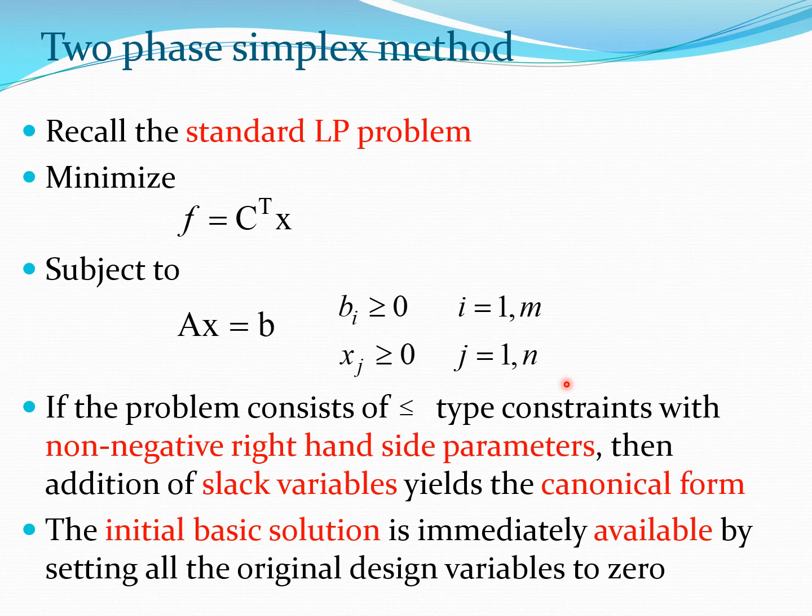There are m of these equations, so there are m number of b coefficients, and the design variable vector x_j has size n. Now, if the problem has just less than or equal to type of constraints with non-negative right-hand side parameters, then if you simply add slack variables to the problem, you get the canonical form. So in these situations, the basic solution that you need to start the simplex method is obtained straight away by setting all the starting design variables to 0.